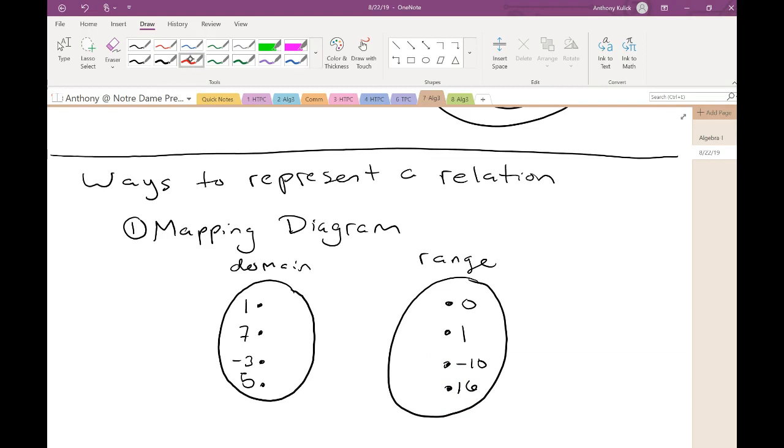And then we're going to draw arrows from the members of the domain to the members of the range that indicate the pairs. So let's say that maybe 1 is paired with negative 10, 7 is paired with 1, negative 3 is paired with 0, and 5 is paired with 16. So this is an example of a way to represent a relation. The question that we're going to ask is, is this relation a function?